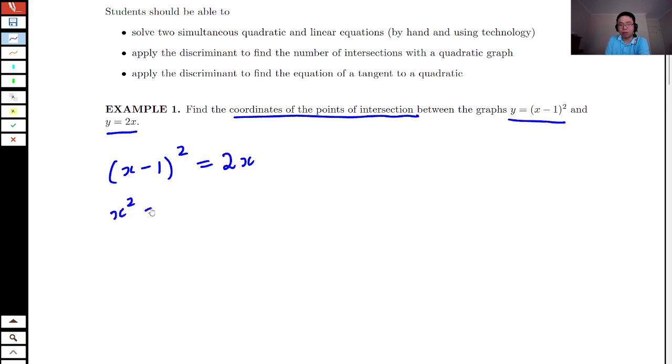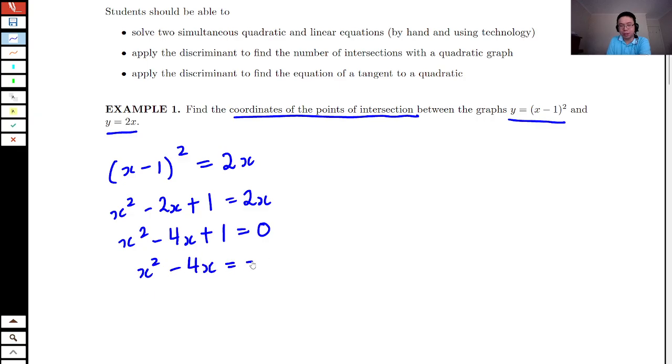Now, in order to solve this equation, we'll need to expand the bracket and collect like terms. So taking away 2x from both sides, we get this. Now, as I'm looking at this, I'm seeing we're not going to be able to factorize that one. So either we'll use the quadratic formula or we will complete the square. It's up to you which one you do. I personally prefer to complete the square in simple cases like this.